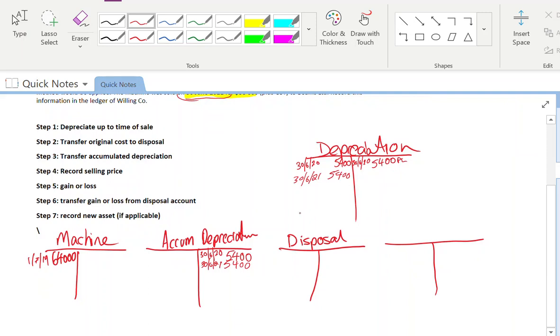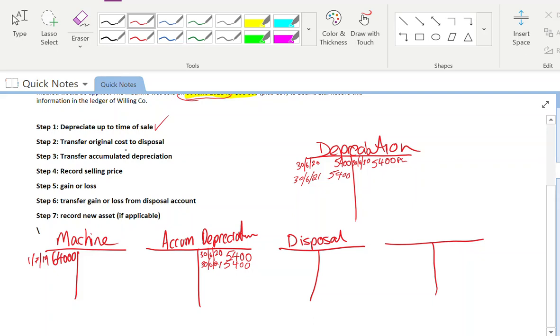Okay, so what we do now, first step is to transfer. We've done that, we depreciate it up to the time of sale. That's evident by this entry. Whatever time it is that you're selling it, you've recorded up to that time. After that, we don't own it, so we need to release it from our records.